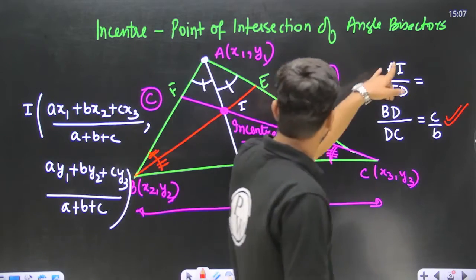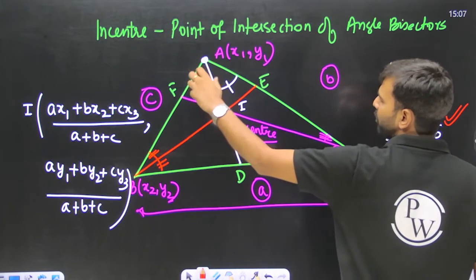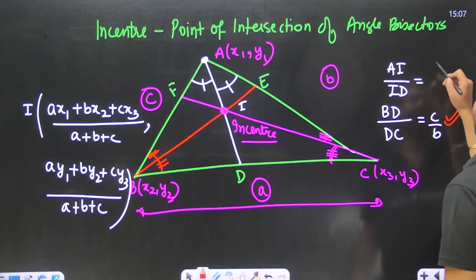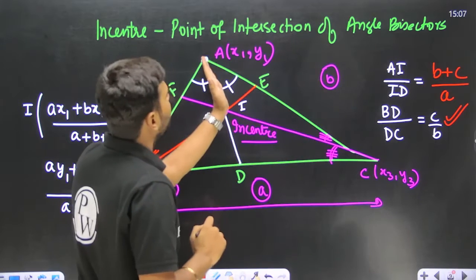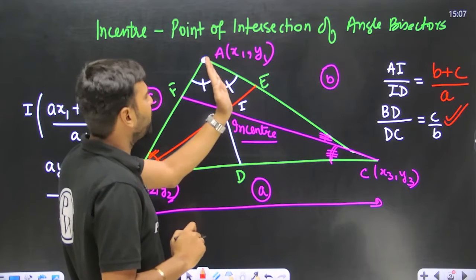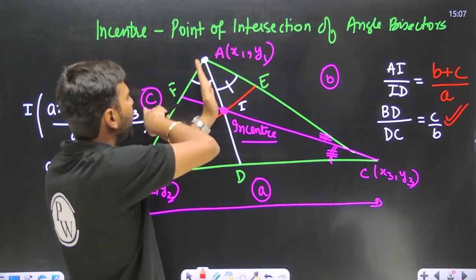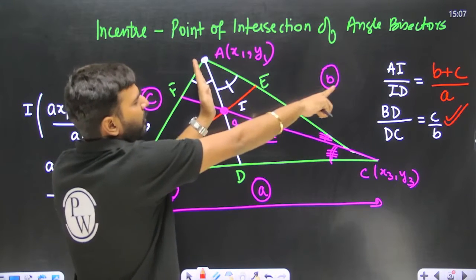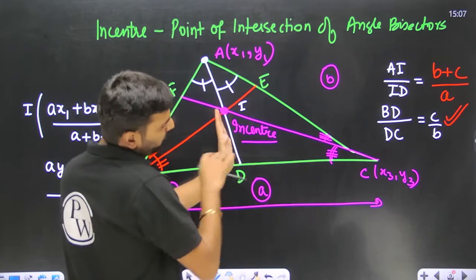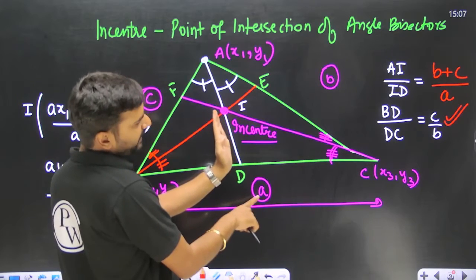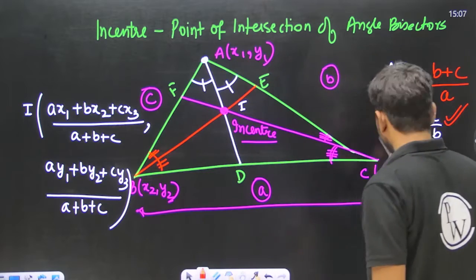Okay, now talking about AI upon ID, how to remember this: AI upon ID is (b plus c) divided by a. Now how to remember this: AI is a line segment containing A, and from A two sides of the triangle are connected, one having length c, one having length b. That's why we have written b plus c over here. And ID is another line segment which is connected with only one of the sides of the triangle, and that is having length a. That's why ID has been allotted the ratio a. This is one of the things.